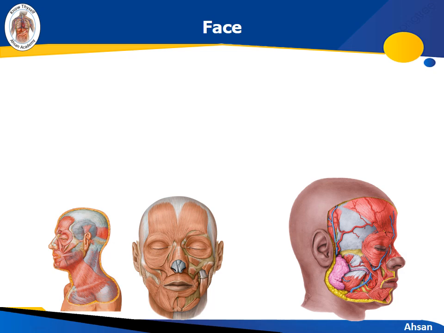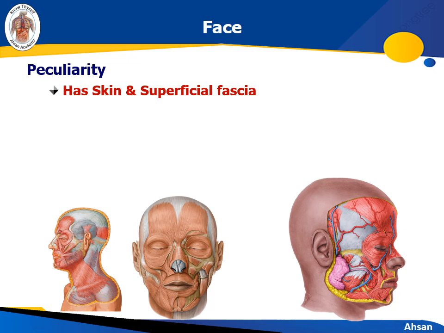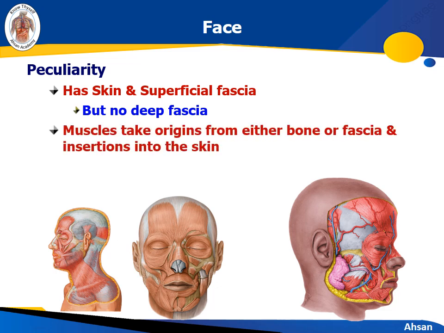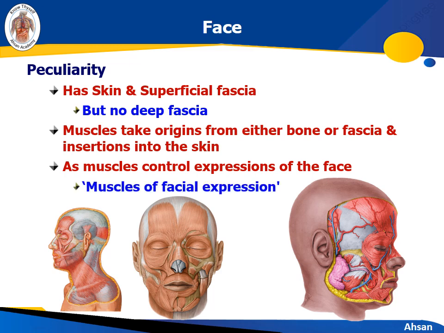Considering the gross anatomy of the face, it has some peculiarities. Like the face has the skin and superficial fascia, but does not have any deep fascia. The muscles take origin from either bones or from the fascia and are inserted into the skin, and these muscles control the expression of the face. That's why they are known as muscles of facial expression. So all the muscles together are grouped as the muscles of facial expressions.